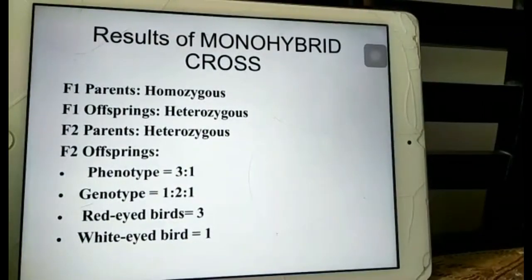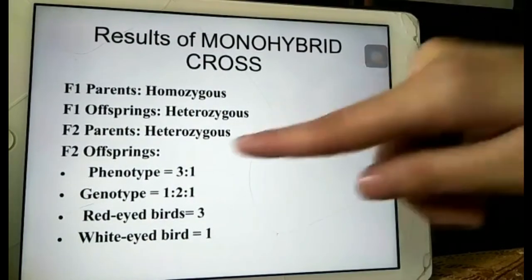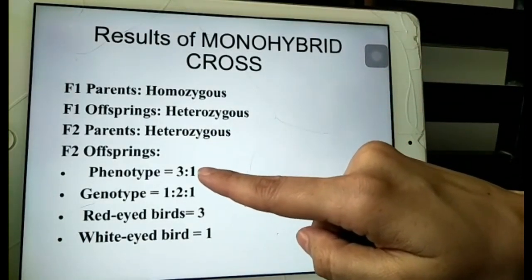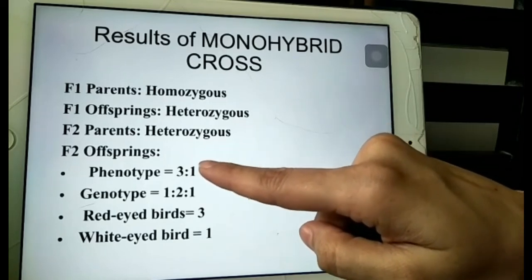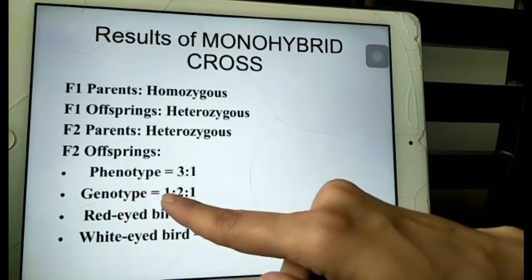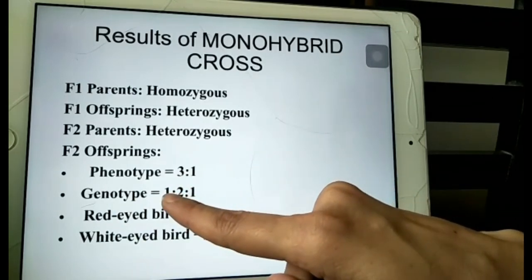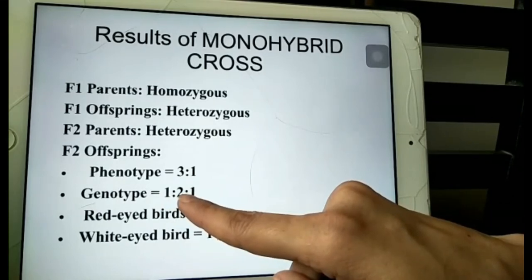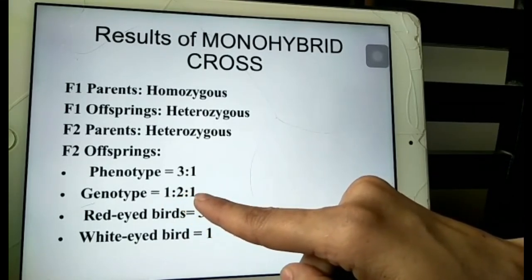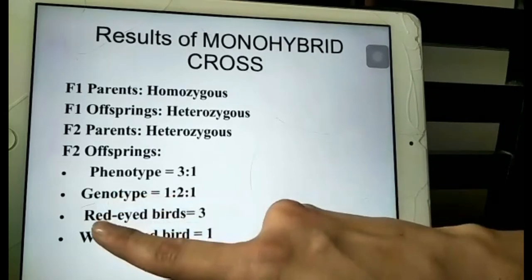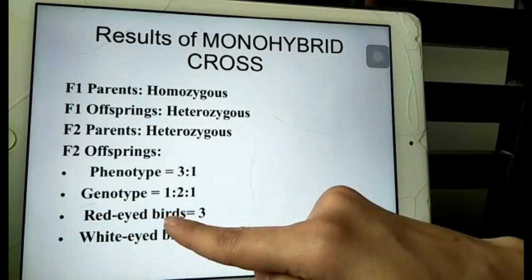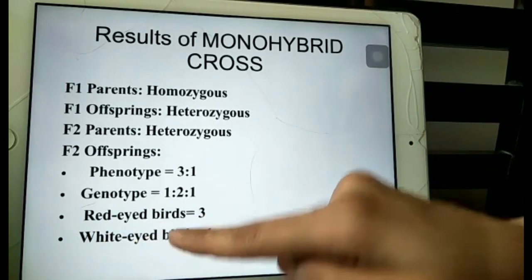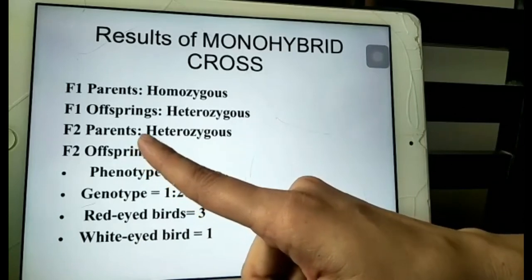So for the F2 offsprings, we can easily see that the phenotypic ratio is 3:1, like 3 birds are red-eyed and 1 bird is white-eyed. And the genotypic ratio is 1:2:1. That is, 1 was completely homozygous red, 2 were heterozygous red-eyed birds, and 1 was a completely white-eyed bird. As a result we have got 3 red-eyed birds and one white-eyed bird at the end of this cross.